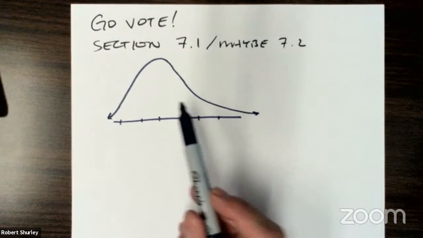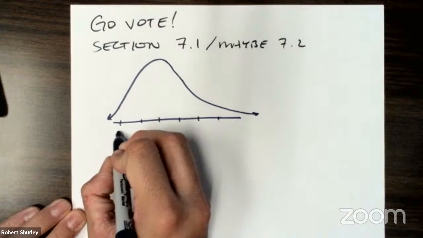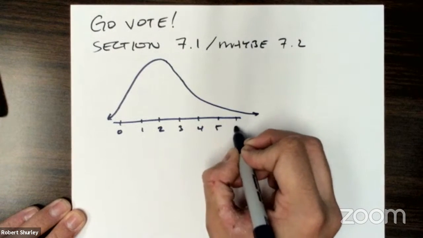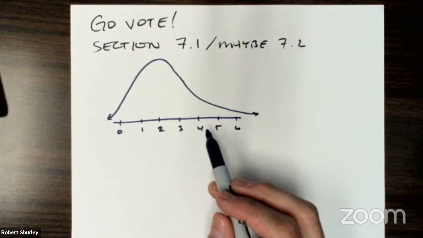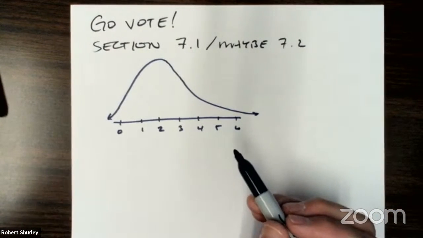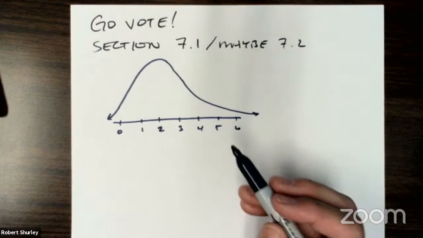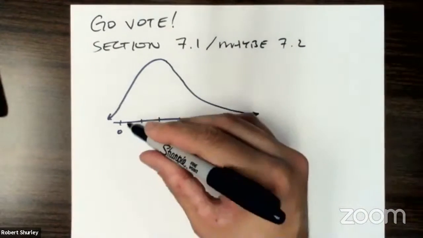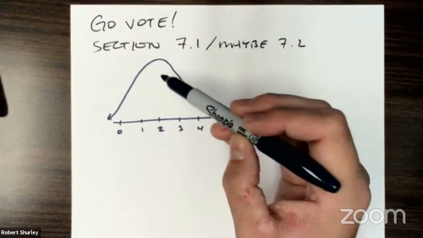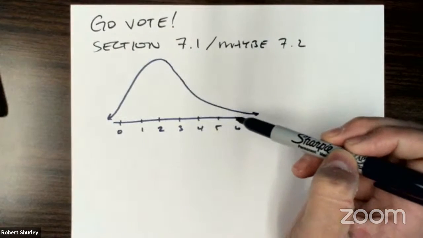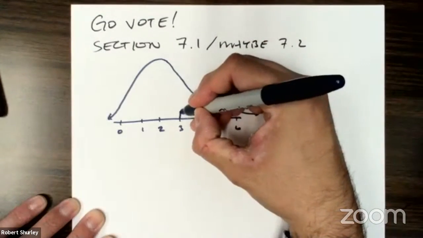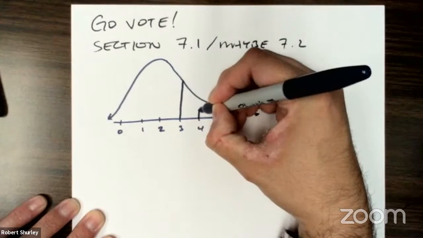Now, we might know the area between digits, like if this was 0, 1, 2, 3, 4, 5, 6, and so on. We might know the area between two of these units. We might not. It doesn't matter. With the normal curve, we will know that, which is nice. But I need you to start understanding that when you see this curve, the entire population is underneath the curve.